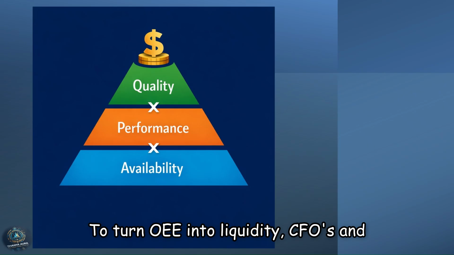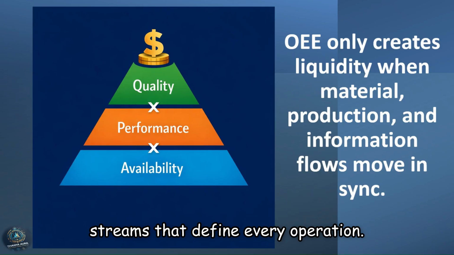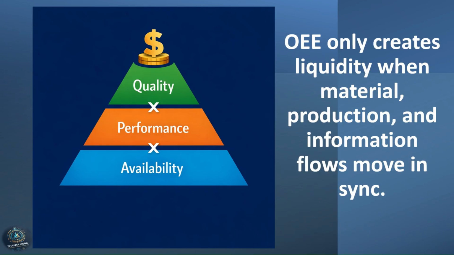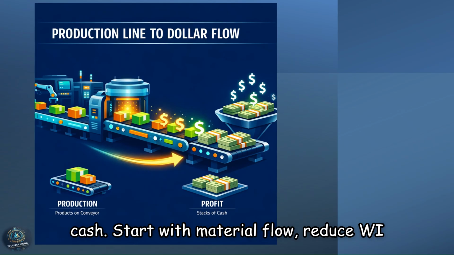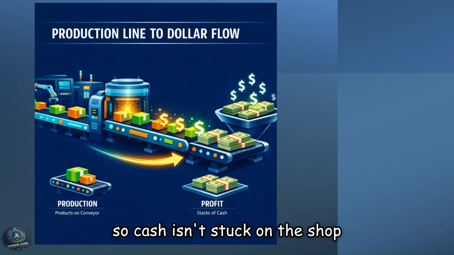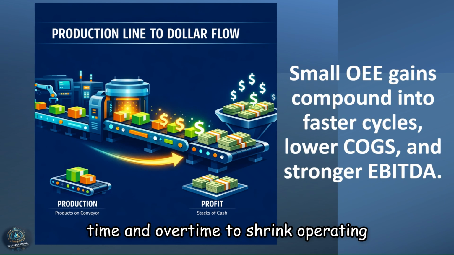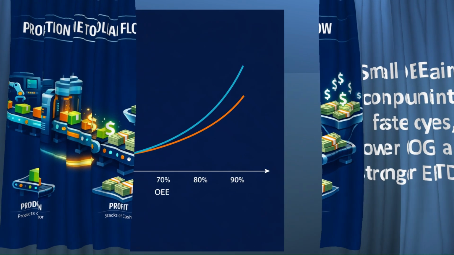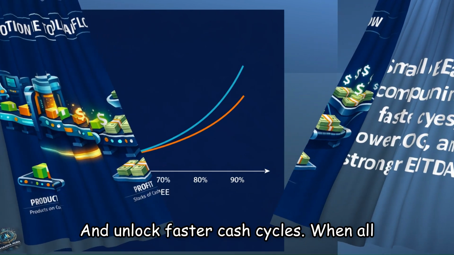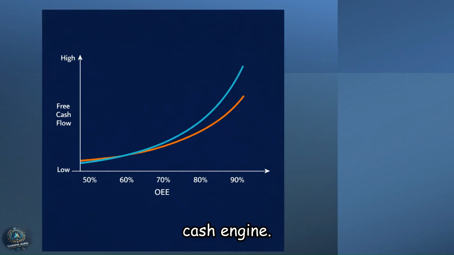To turn OEE into liquidity, CFOs and COOs must connect three invisible streams that define every operation. When you improve OEE, you're not just boosting efficiency, you're accelerating cash. Start with material flow, reduce WIP so cash isn't stuck on the shop floor. Then production flow, cut downtime and overtime to shrink operating costs. And finally, information flow. Real-time dashboards speed up decisions and unlock faster cash cycles. When all three move together, operations stop being a cost center and start becoming a cash engine.